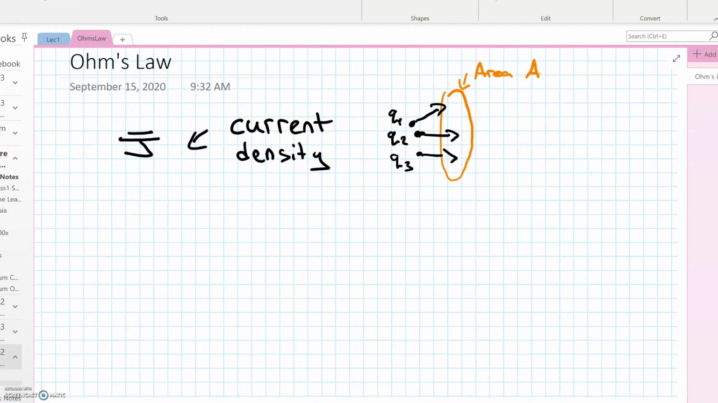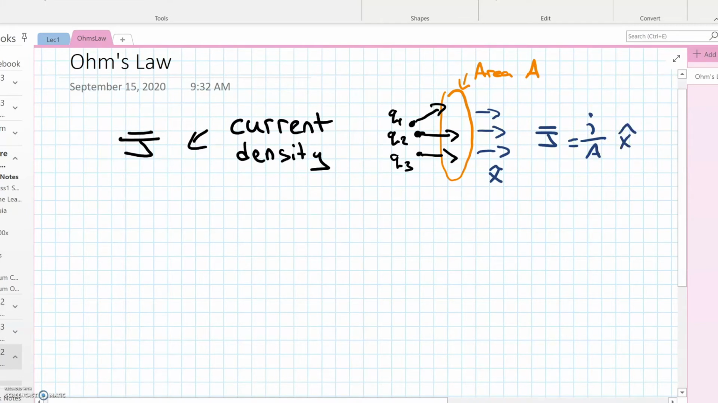So for a very simple configuration where everything is moving in the same direction, say in the x direction, we're going to have that J is equal to the current per area in that direction. And that's the current density.